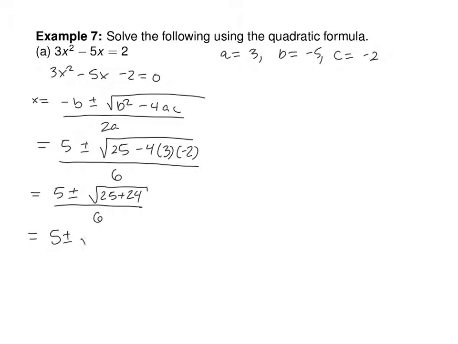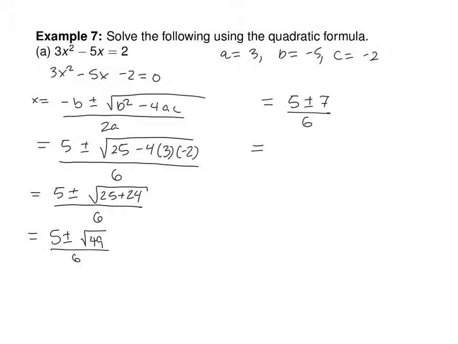When you get one that works out well, as in under the root sign you get something that is a perfect square and roots nicely, that means that your original problem could have factored. Does that make sense? So it would have worked that way. So that's 5 plus or minus 7, right? Over 6.